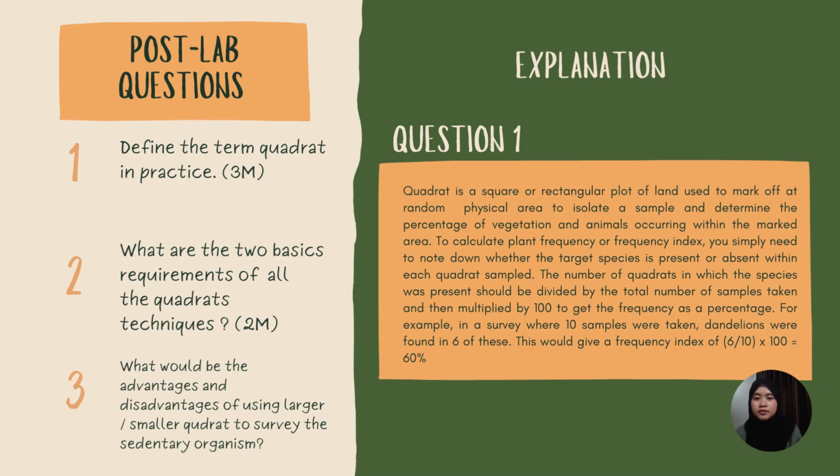To calculate plant frequency or frequency index, you simply need to note down whether the target species is present or absent within each quadrat sampled. The number of quadrats in which the species was present should be divided by the total number of samples taken and then multiplied by 100 to get the frequency as a percentage. For example, in a survey where 10 samples were taken, dandelions were found in 6 of these. This would give a frequency index of 6/10 multiplied by 100 equal to 60%.